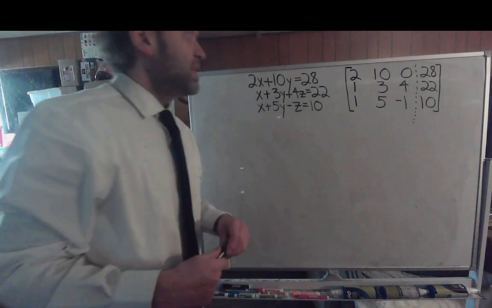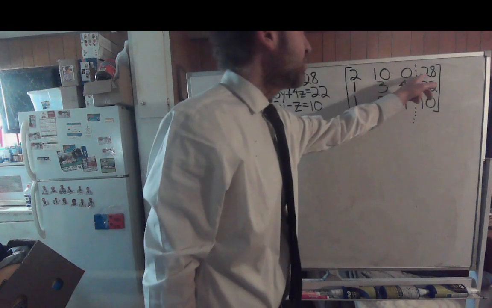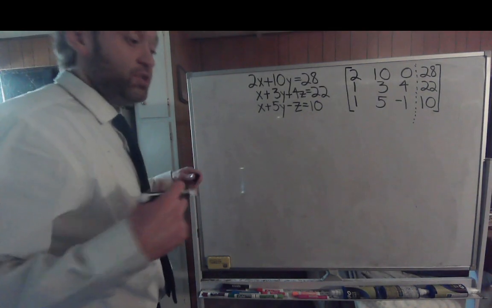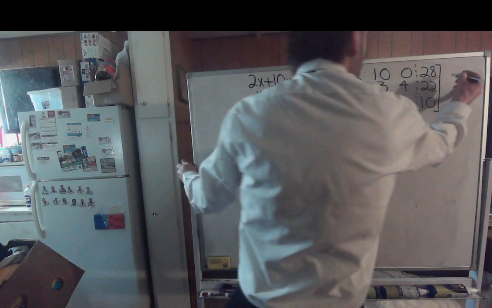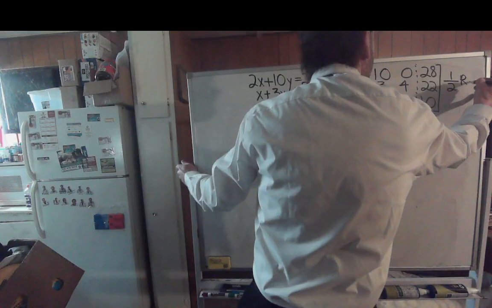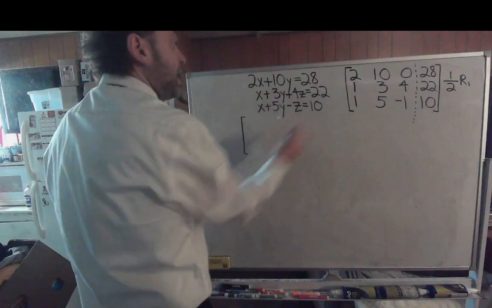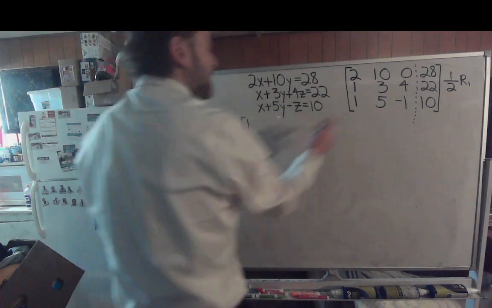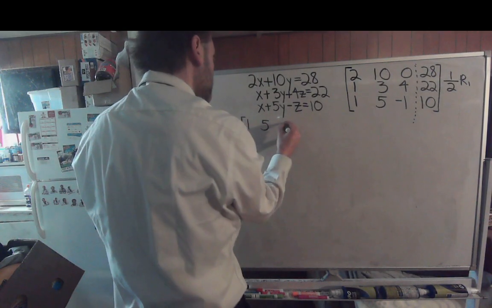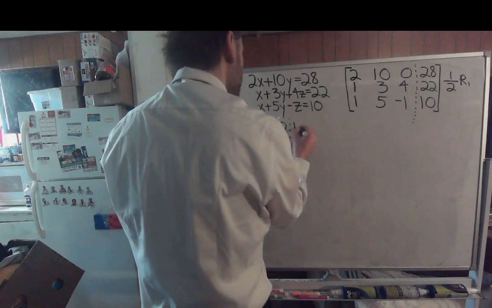Now, we don't even need to swap rows, because notice the 2, 10, 0, and 28 all have common factors of 2. We can factor out a common 2 in row 1. So let's just start with taking half of row 1, which will make this a lot nicer to work with. So half of 2 is 1, half of 10 is 5, half of 0 is still 0. Half of 28 turns into 14.